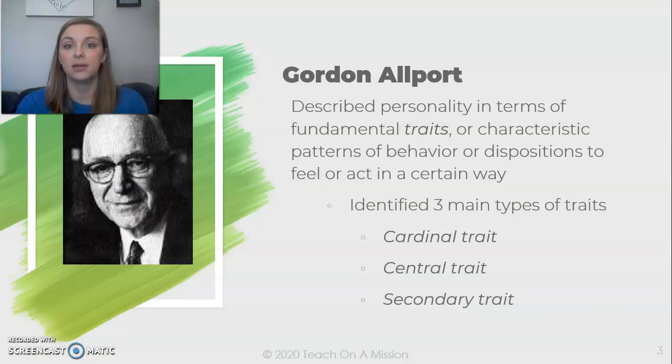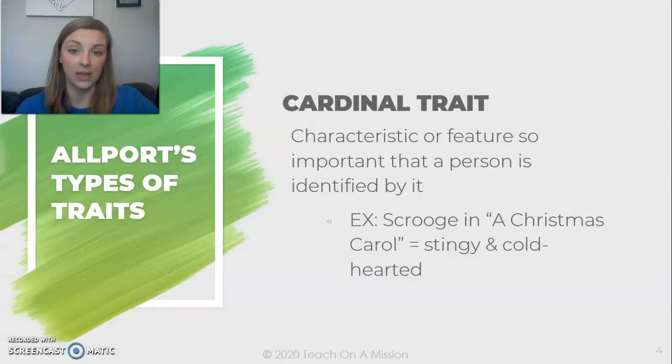He described personality in terms of fundamental traits, characteristics or characteristic patterns of behavior for us to act in a certain way. And he gave us three types of traits: cardinal, central, and secondary. Cardinal traits are characteristics or features so important that you can identify a person by it. So, for example, Scrooge in A Christmas Carol can be identified as stingy and cold-hearted. That characteristic is so important about that person that we can identify with that.